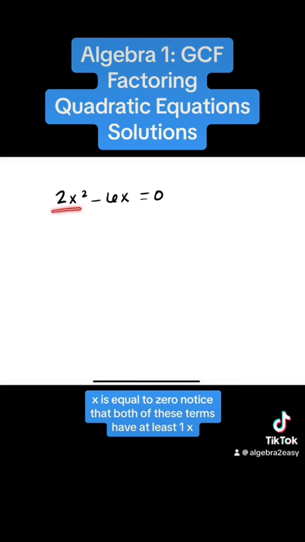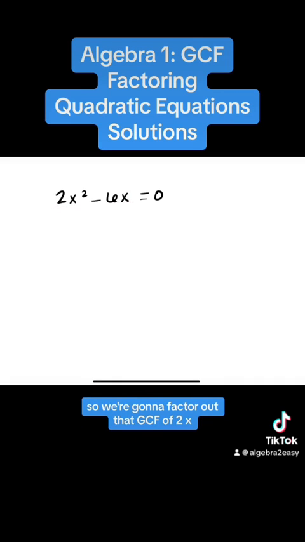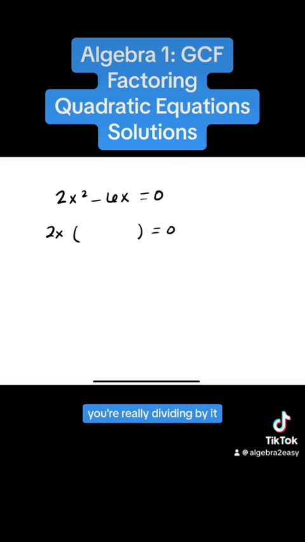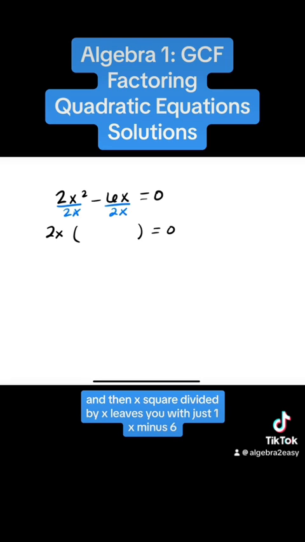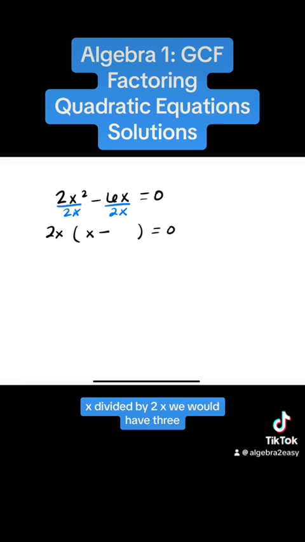Notice that both of these terms have at least one x, and then also both of these terms are divisible by 2. So we're going to factor out that GCF of 2x. And truthfully, whenever you are factoring this out, you're really dividing by it. So if it helps you to show that division part in order to get the correct expression, then that's fine. So your 2's would cancel, and then x squared divided by x leaves you with just 1x. Minus 6x divided by 2x, we would have 3.